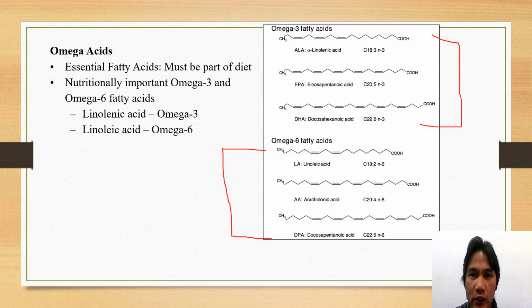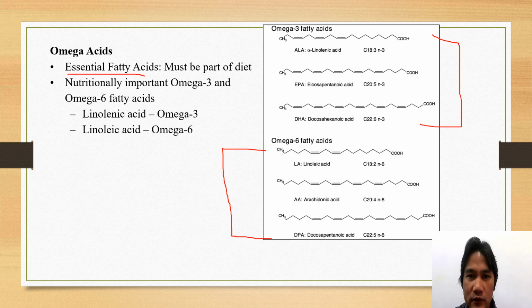Some of them are essential. They must be part of the diet. When we say essential, part of the diet, it is because we cannot synthesize them. They are needed by the body, but we cannot produce them. We cannot synthesize them. That's why they must be obtained from the diet.